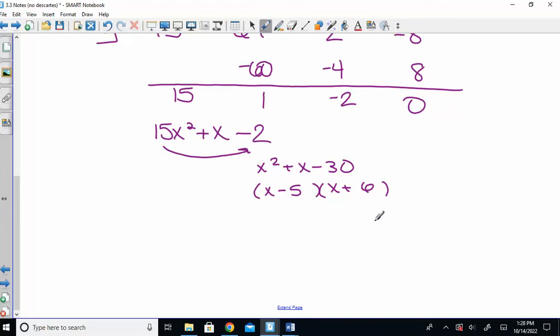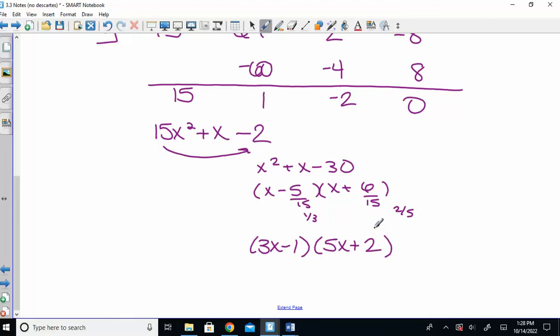And on our last quiz, what did most of you forget to do after this? Okay. So 5 over 15 reduces to 1/3, so that would be a 3x minus 1. 6 over 15 reduces to 2/5, so that's 5x plus 2.